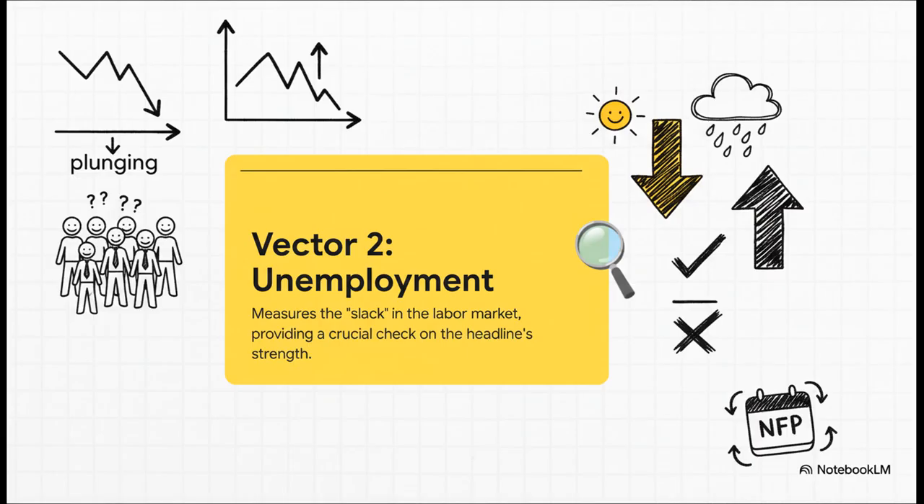Next up, Vector 2, the unemployment rate. Think of this as the reality check for the headline number. It tells us how much slack, or kind of like spare capacity, is left in the job market. You see, a huge jobs number when unemployment is already super low tells a very different story than a huge jobs number when unemployment is high.